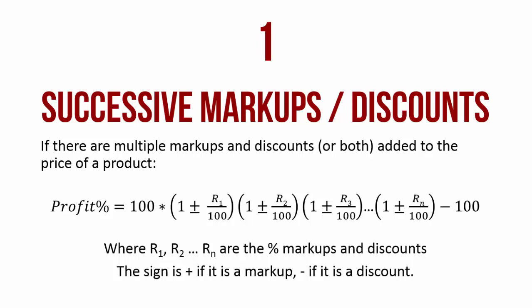If the sign is a plus, it means a markup or an increase in price. If the sign is a minus, it is a discount or a decrease in price. So depending on whether the change in price is due to a markup or a discount, you have to take care to put the correct sign. Knowing this formula is useful because you don't have to calculate for every step. Directly putting the whole thing into this formula is going to give you the answer in a quicker manner.